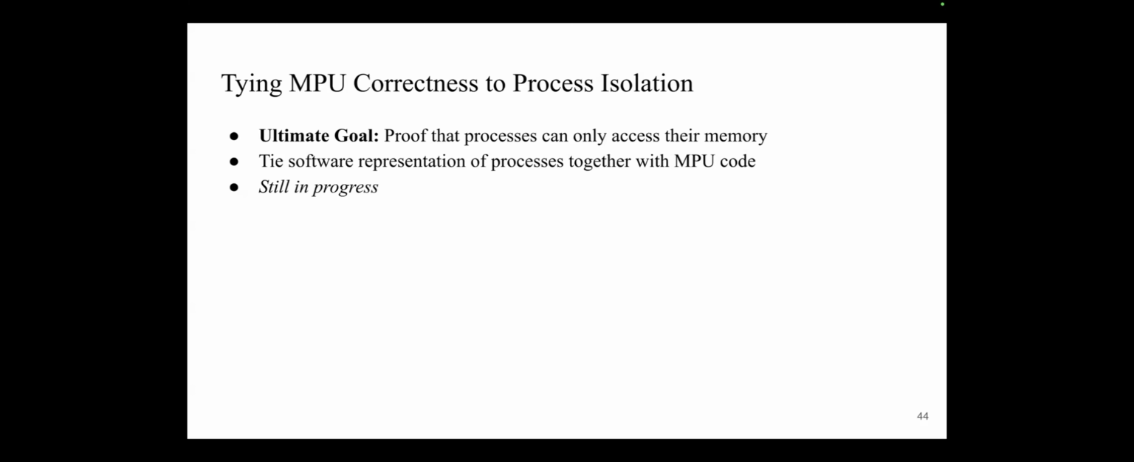And so what we need to do now is tie this code that does things to the NPU, like enable it or configure it, back to the process memory layout, so that we can say something like, when we call this function, we can guarantee that a process can only access its own memory. Now, we're still working on this, so this isn't totally done, but I do want to give a high-level overview of our approach because I think it is pretty intuitive.